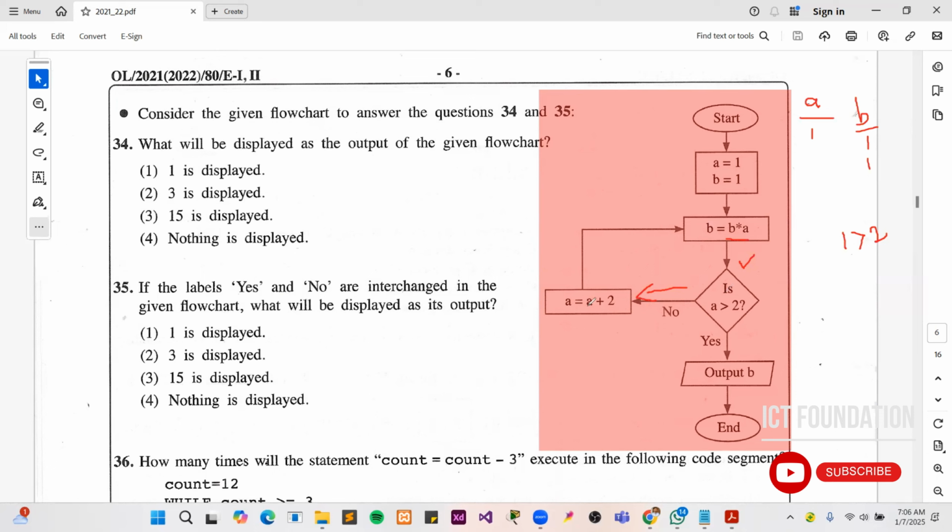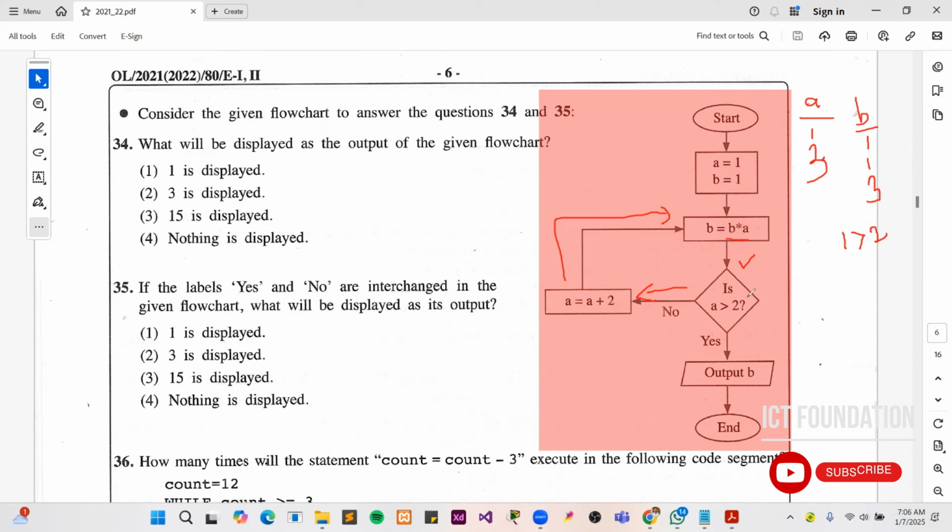So A is equal to A plus 2. So now the value of A is 2. Sorry, A plus 2, no, that's 3. The new value will be added by 2. So 1 plus 2 becomes 3. So you can come here, right? B is equal to B into A. So B is equal to B into A means 1 into 3, the new value of B will be changed to 3 because 3 into 1 is equal to 3.